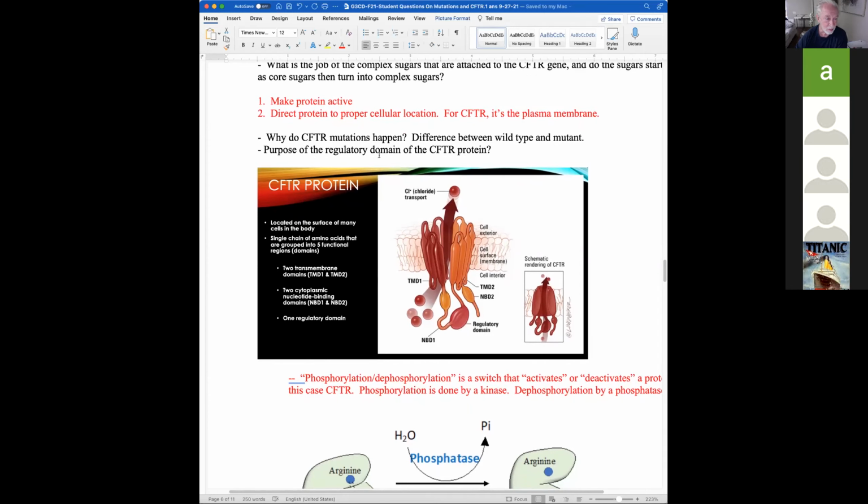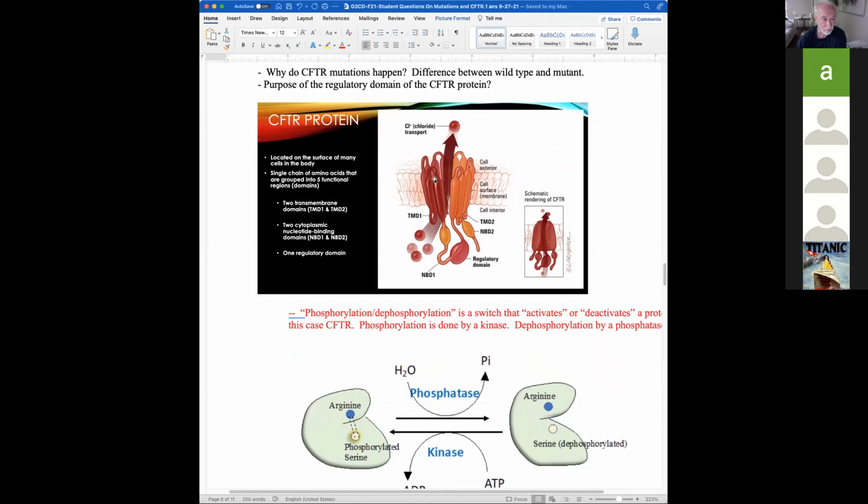Someone asked about the purpose of the regulatory domain. If you remember, we look at the structure of the CFTR protein. It has these transmembrane domains, which form a channel through the membrane. Then there are two nucleotide binding domains, and these are involved in providing energy for chloride ion transport. It's an active process, and for every chloride ion, an ATP is required to send it through the membrane. And then there is this regulatory domain.